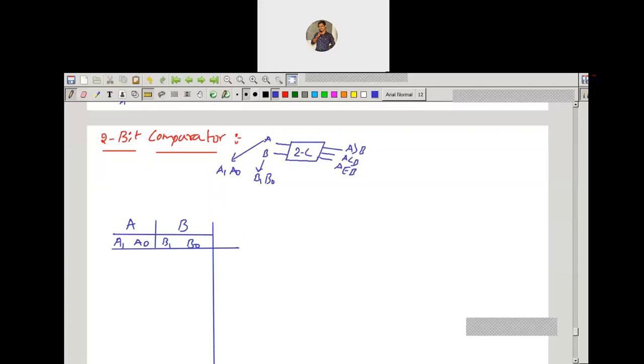And the number of outputs, how many? Obviously, 3 outputs only. We'll have 3 outputs only, and those are A greater than B and A less than B. One more possibility is what? A equal to B.